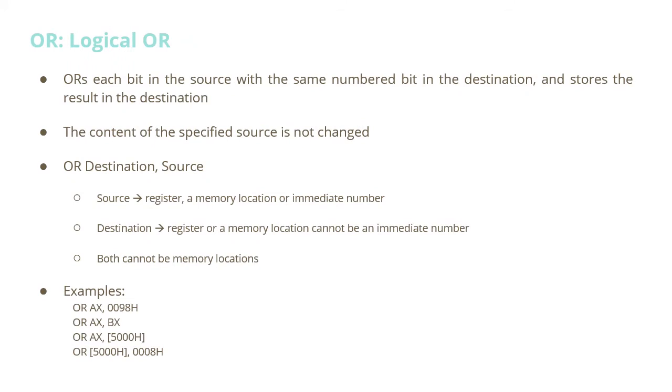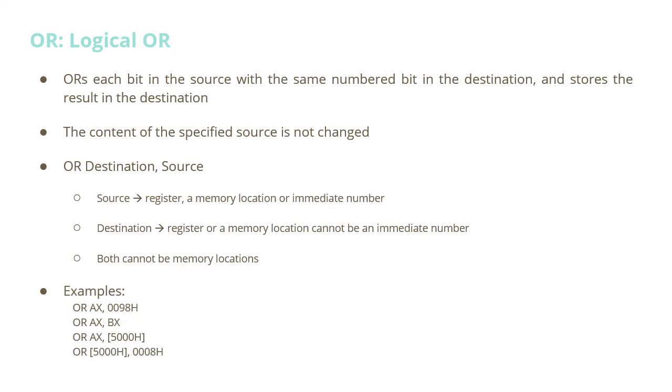The next instruction is for the logical OR operation. This instruction ORs each bit in the source with the same numbered bit in the destination, and the result of the OR operation will be stored in the destination itself. Same as in the AND instruction, the content of the source will not be changed. The format of this instruction is OR destination, source.